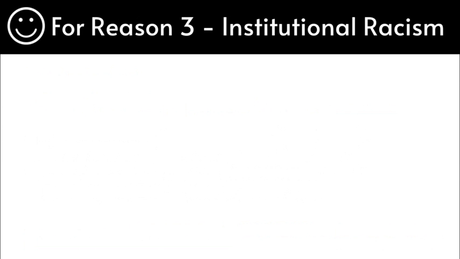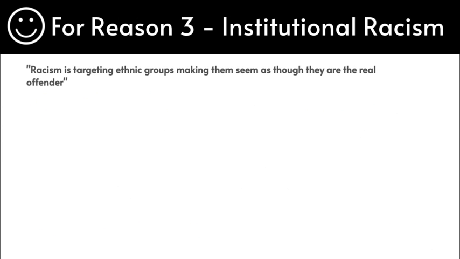Okay, so as I mentioned, we began to look at the key question: "Racism is targeting ethnic groups, making them seem as though they are the real offenders." As I mentioned, last video, we looked at reasons 1 and 2 using sociologists Hall et al. and Gilroy. Reason 3 could be institutional racism.